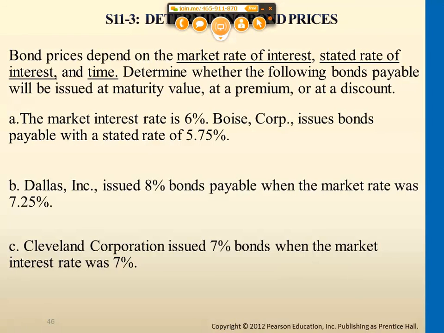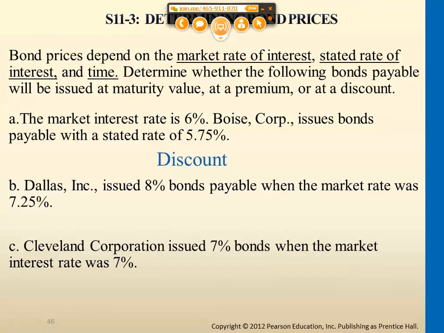Is the company at an advantage or a disadvantage? Disadvantage, because the market is anticipating a higher interest rate. So if they issue a bond, let's say $1,000 for each bond certificate, they're not able to get $1,000. They're getting a dollar amount lower than that. So it's a discount on the bond, because the interest rate they're offering is only 5.75%.